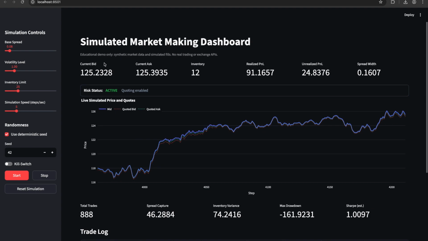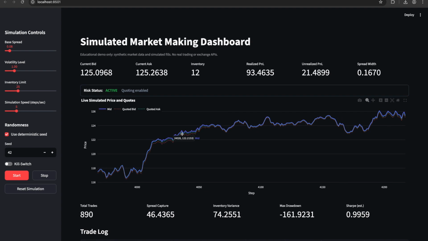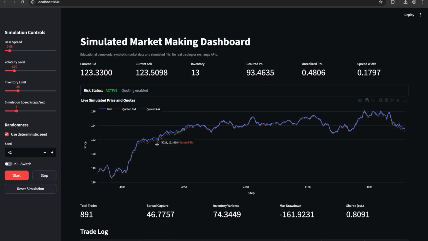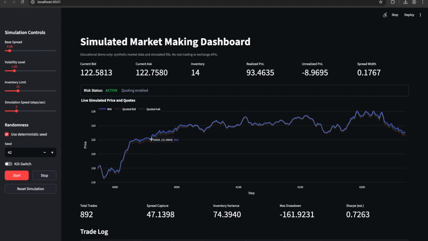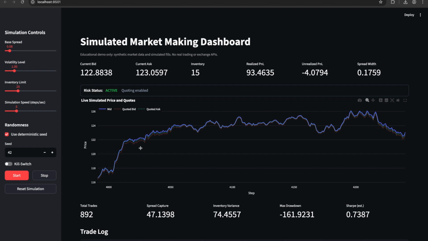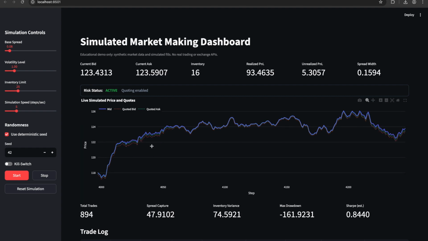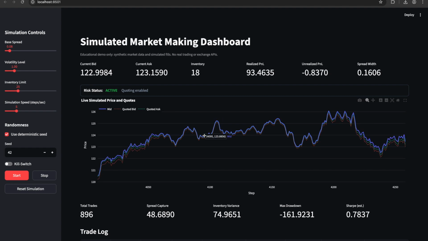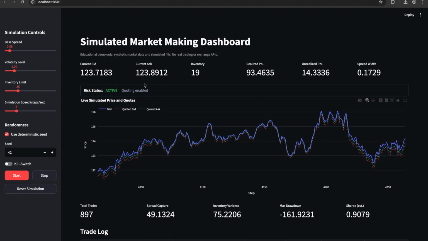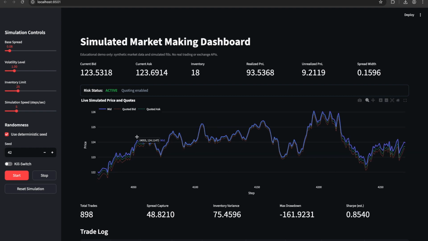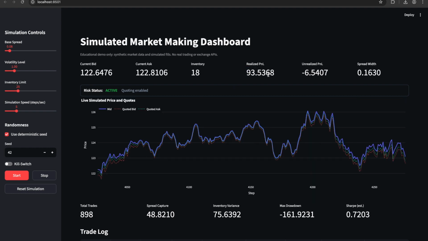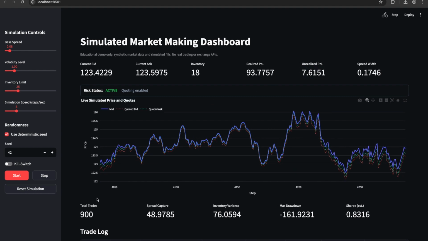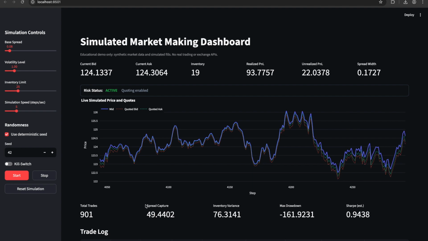As you can see, it's showing a chart where the price is moving, and we have our bid around this area, and then we have our ask around this, and we are estimating a mid price, right? The mid price is the blue line that you can see. One more thing I want to show you is the realized P&L and the unrealized P&L, right? Also you have to focus on the total trades and the spread capture.